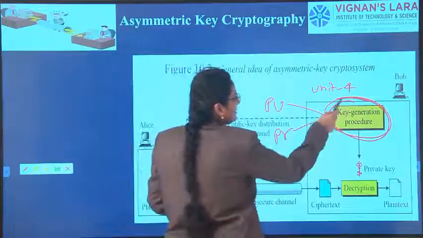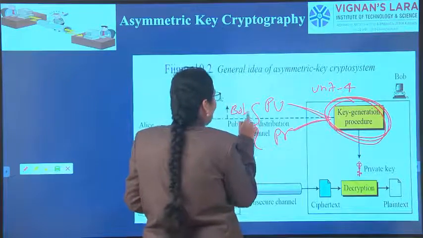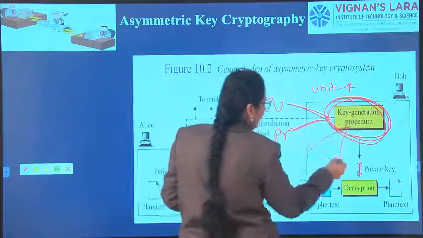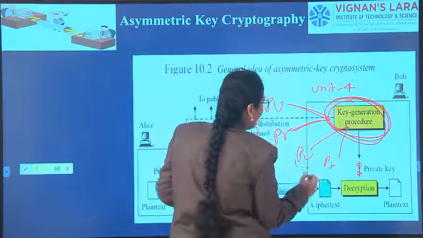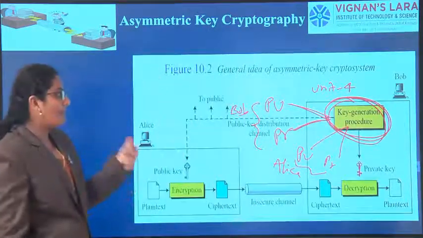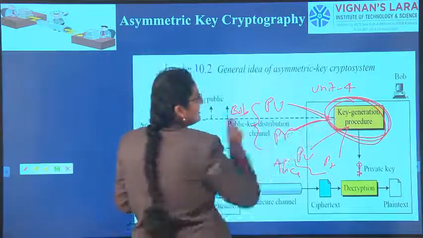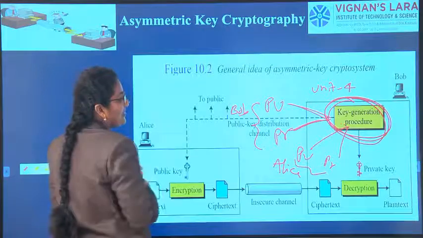This key generation procedure will give public key and private key both for Bob. Again, it will give public key and private key both for Alice also. For everybody, 2 keys will be given, public key and private key. Who is giving these keys? Key generation procedure will give the keys. About that we will study in unit 4.